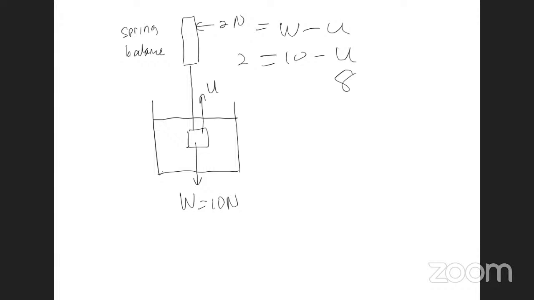Newtons is a force. Okay, so remember that. The scale always measures upthrust minus weight.